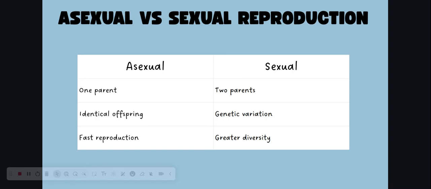All right, part 2, reproduction and variation. Asexual versus sexual reproduction. So let's compare two types of reproduction. Asexual reproduction has one parent. The offspring are identical, and it happens quickly. Sexual reproduction has two parents. Offspring have genetic variation, and it produces a lot of diversity. Diversity is important because different traits can help populations survive environmental changes.